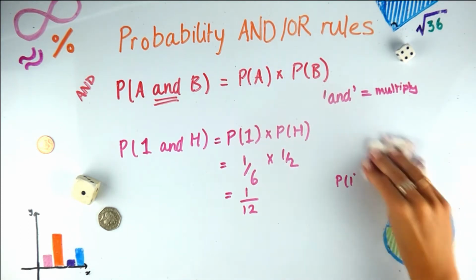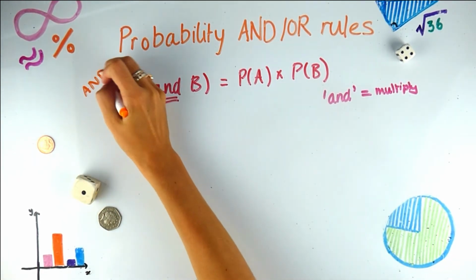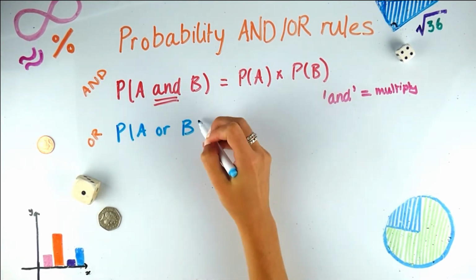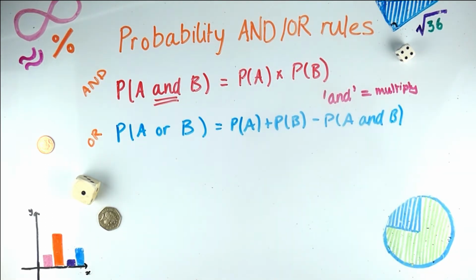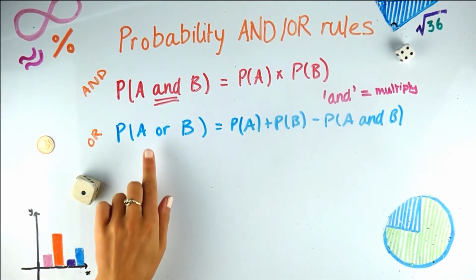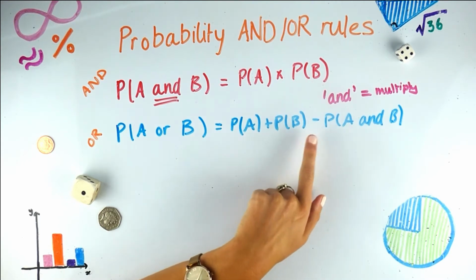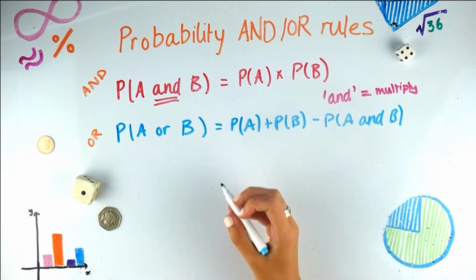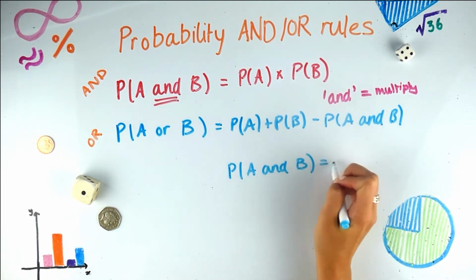Let's move on to the OR rule. This is the official equation for the OR rule. The probability of getting event A or B is the probability of getting A plus the probability of B minus the probability of getting A and B. But if A and B can't happen at the same time, so if it's not possible to get A and B, that is 0.